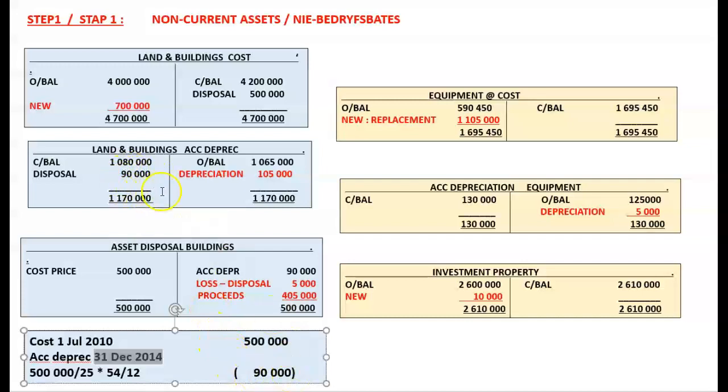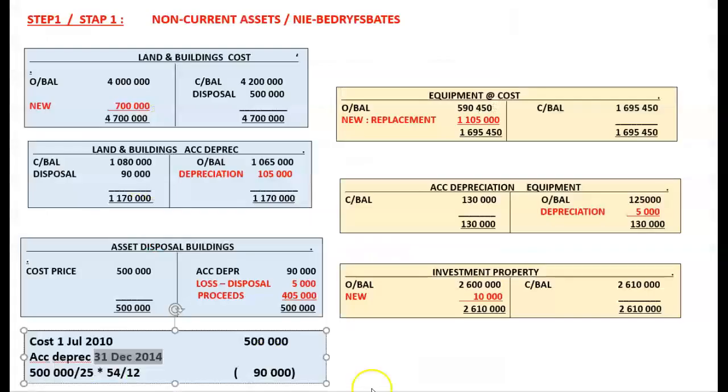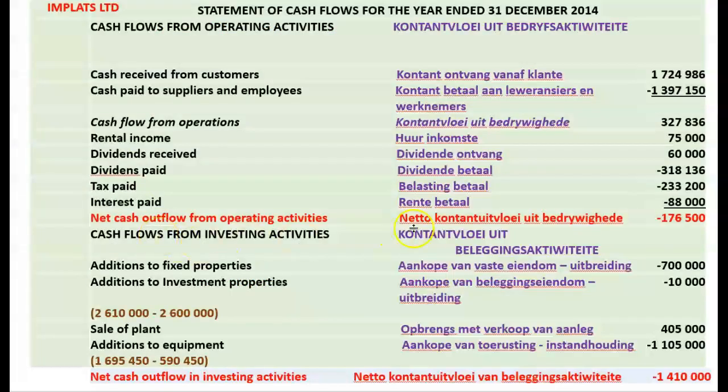So we're going to take the 90,000 out of our accumulated depreciation and drop it down to our asset disposal account. We're going to take out the cost price of 500,000 and drop it down to our asset disposal account. They told us in the question that we've made a loss on the sale of the buildings of 5,000 Rand. So we're going to record in our asset disposal account, loss 5,000, and now we can determine that the proceeds on the sale was 405,000. Guys, we have that 405,000, so let's go and dump it in the correct place.